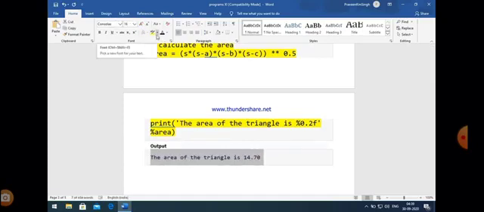You can see that the area of the triangle is 14.70. Okay. Now let us execute this program and see what happens. Our program is correct or not.